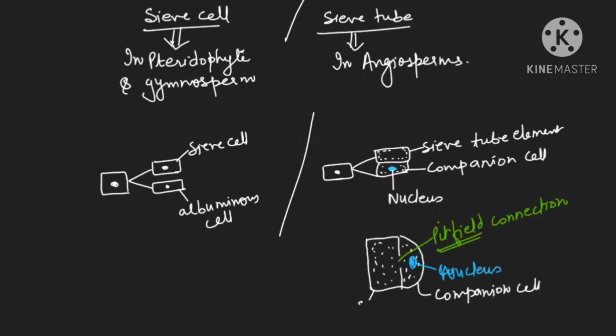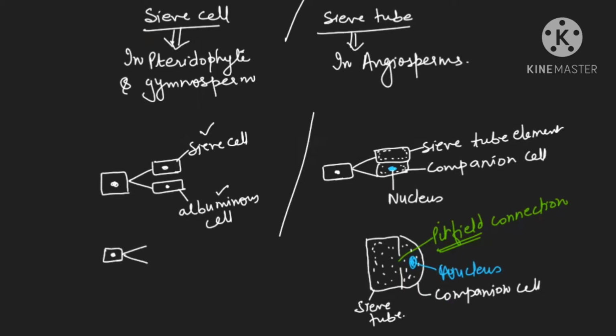Sieve tube is the one which is living without nucleus. I hope this much you are able to understand. But if you see here, check the diagram carefully, sieve cell and albuminous cell, they both are not sister cells. Is it clear? Though they are coming from the same, they are not sister because they can come from separately also.